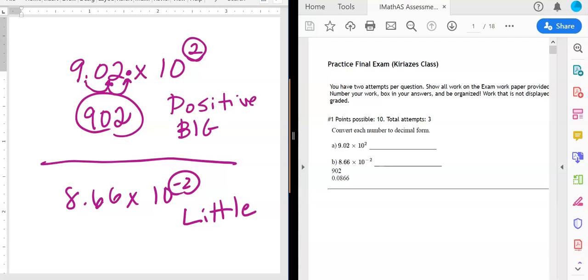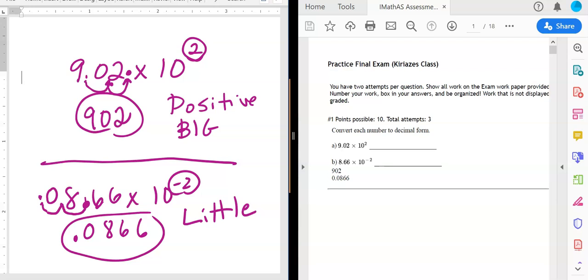For my second one, it's going to be a little number. If I move to the right, I would create a big number. It'd be 866. So instead, I'm going to move to the left. So I start here. I'm going to start at the decimal, but I don't count until I go to the next space. 1, 2, and then I draw a decimal. This means I have to fill in the gap with a 0. And so my new number is 0.0866.